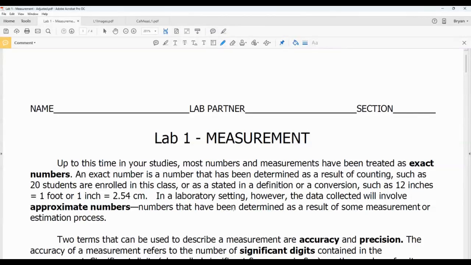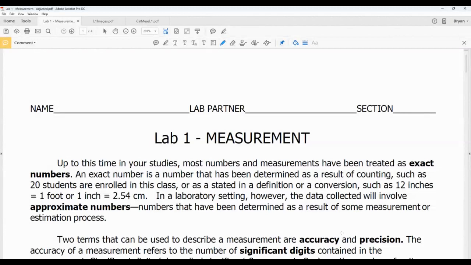So, a couple of these initial instructions, we need to understand that exact numbers are things that are going to be perfect, that can't have any error in them. So if you can count something, you can point at one at a time different objects, or in this case, people. It talks about students in the example here, or something else that is definitely true. So a conversion like 12 inches in a foot, 1 inch is 2.54 centimeters. There's 100 centimeters in a meter. Those are things that are all perfectly true, so they're considered exact numbers.